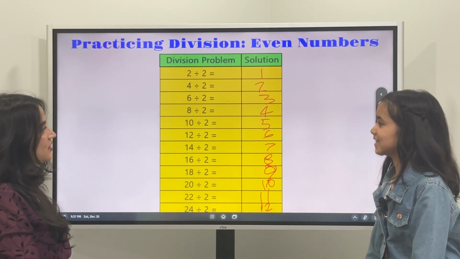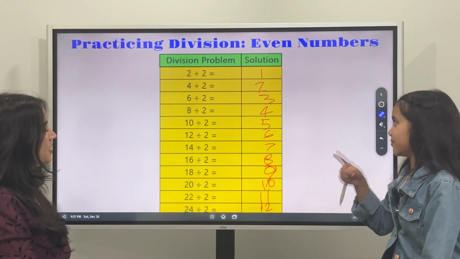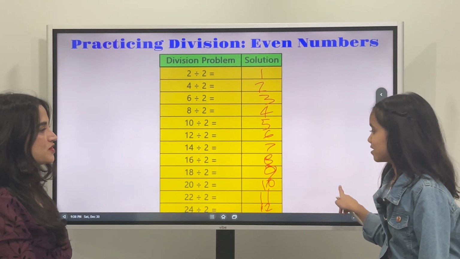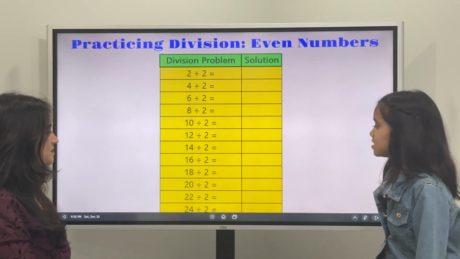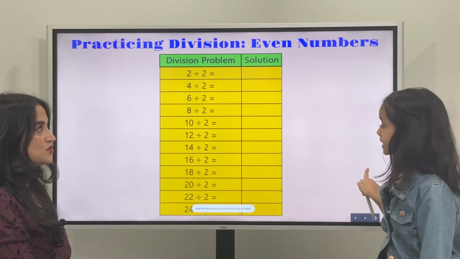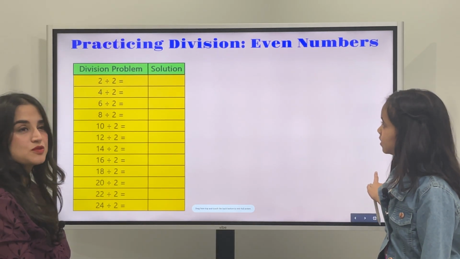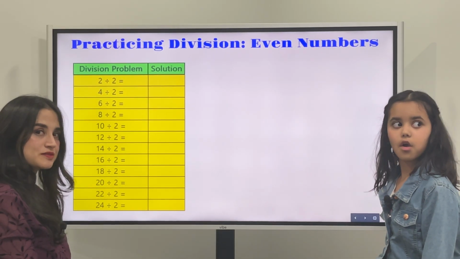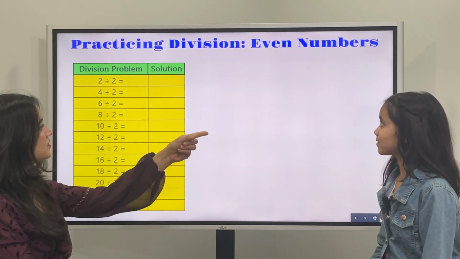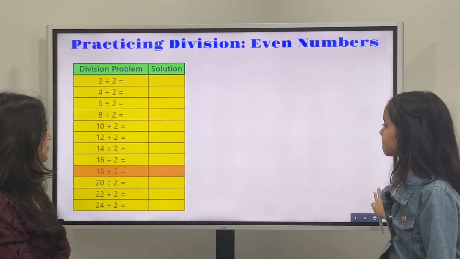Okay, so that's good. So then it's 1, 2, 3, 4, 5, 6, 7, 8, 9, 10, 11, 12. This is easy. The 2 table is easy for you, and plus the 1 table. For division, you have to make sure that you know multiplication. So practice.